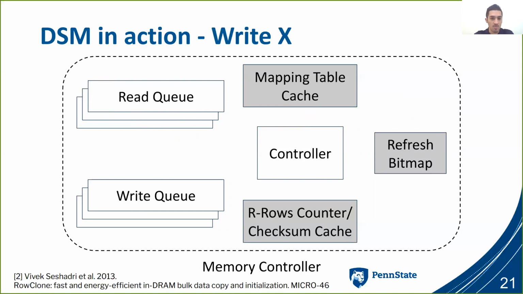Upon a write request to memory, we again simultaneously put the request in the write queue and look up the mapping table cache. If the row is not mapped to any R row, there will not be any change, and the write request can proceed as normal. On the other hand, if the row X is mapped to another row like X prime, we should copy the content of X prime to X, and then issue the write request to X. For efficiently doing this copy operation, we use RowClone, which simply copies one row to another row inside DRAM.